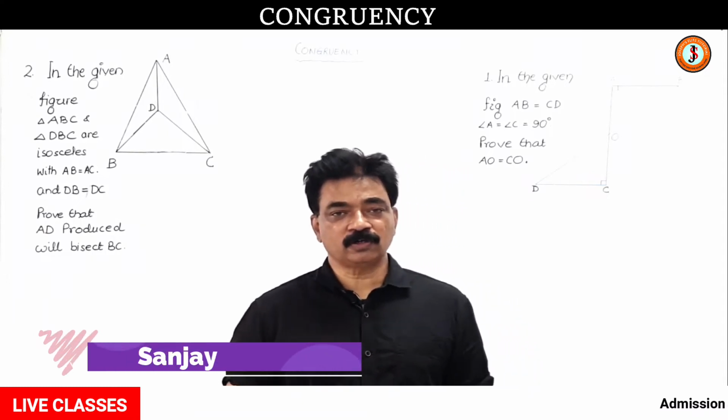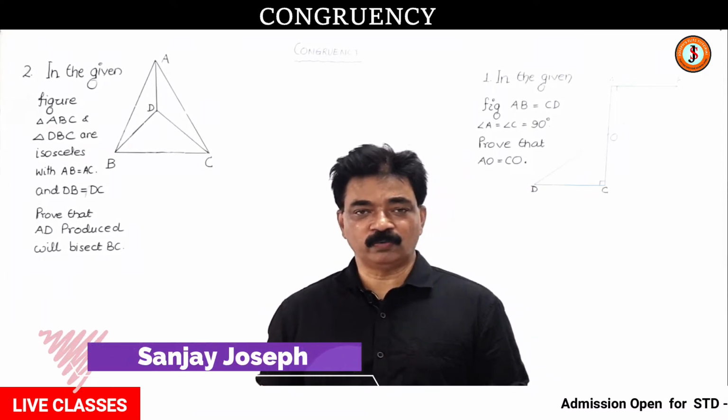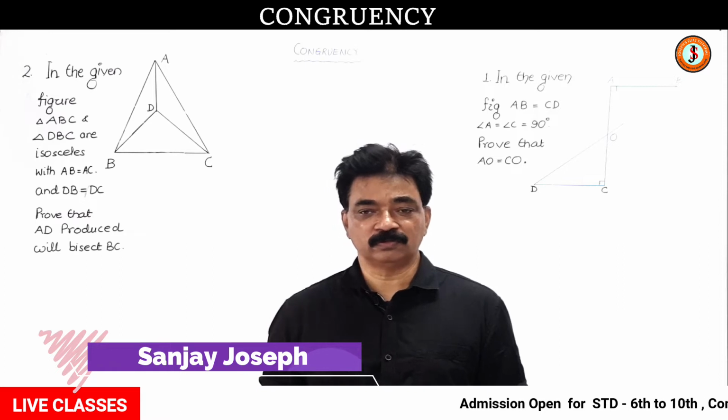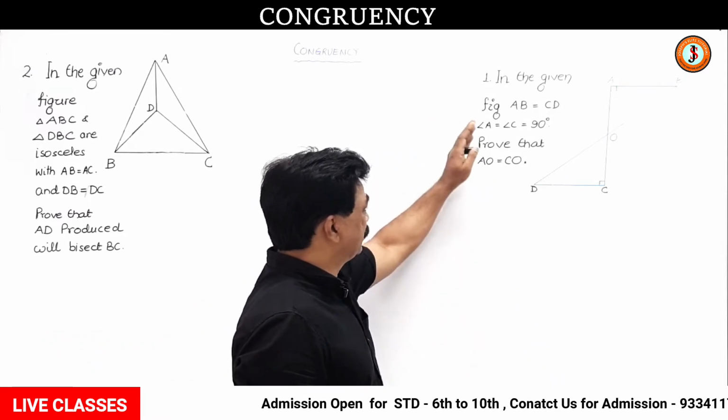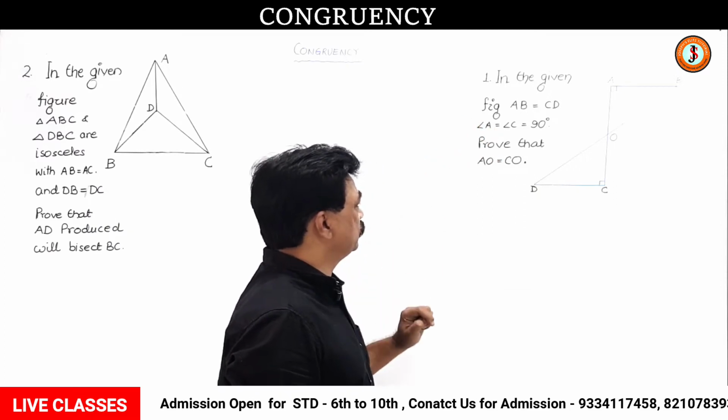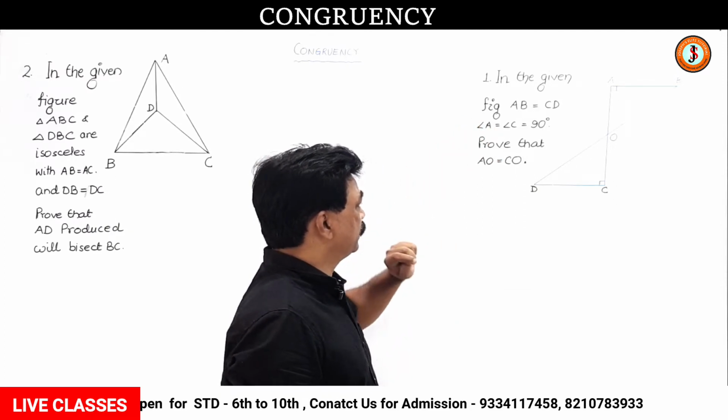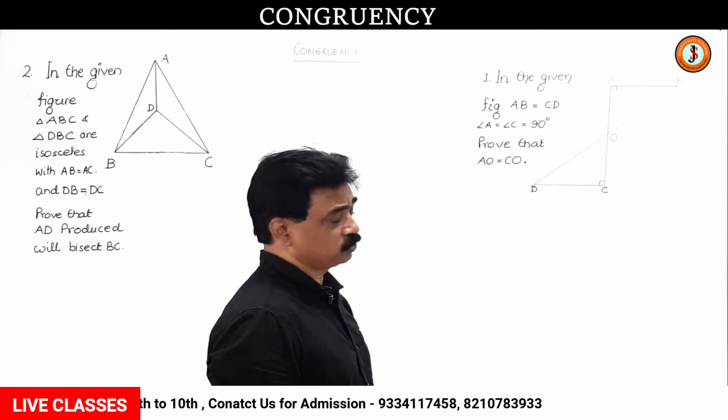Students, so here we are solving the chapter congruency and basics of congruency. So let us go with the first problem. The first problem says, in the given figure AB is equal to CD, angle A is equal to angle C, prove that AO is equal to CO.